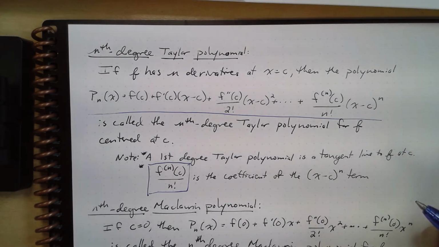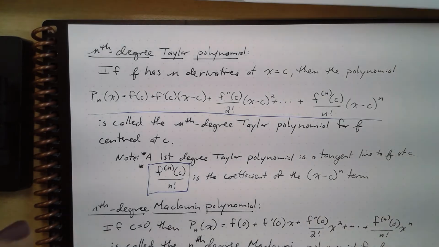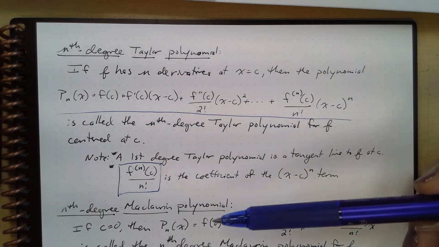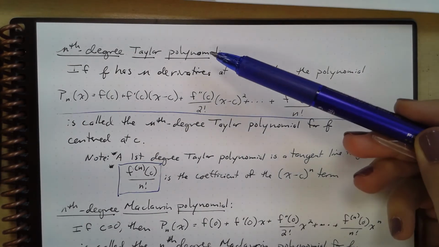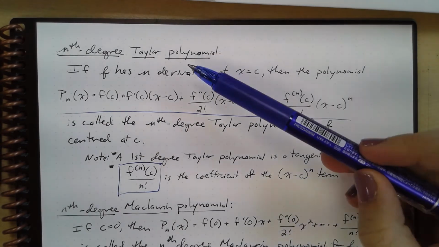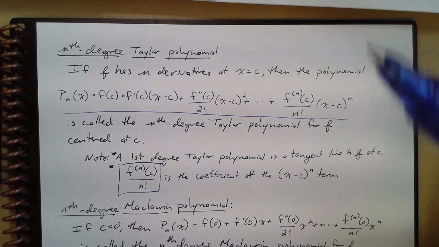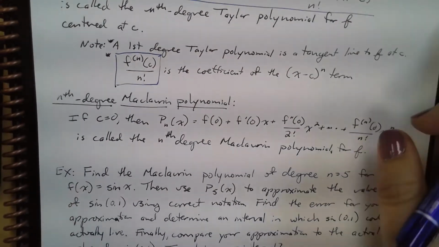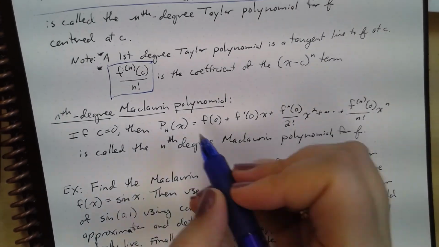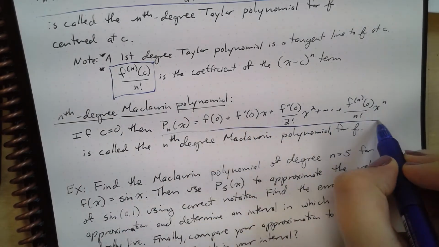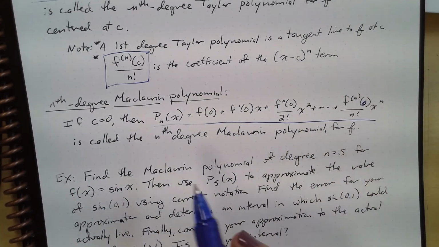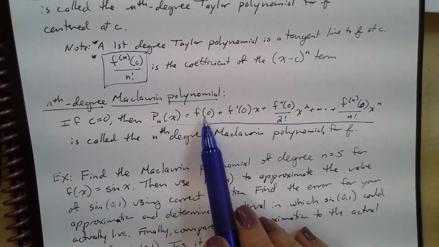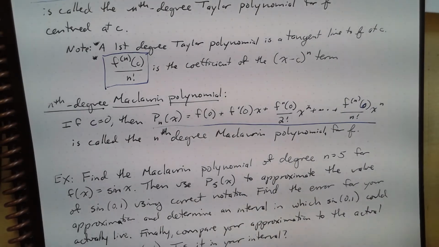Okay, that's our coefficient. Now, we do have a slight difference you're going to see possibly on your exam between a Taylor and a Maclaurin polynomial. What's the difference between a Taylor and a Maclaurin polynomial? Well, a Taylor polynomial is centered at c, and a Maclaurin polynomial is centered at 0. So, that's it. That's the only difference. If c equals 0, then this is called the nth degree Maclaurin polynomial for f, and the only difference here is that rather than being centered at c, we're centered at 0.